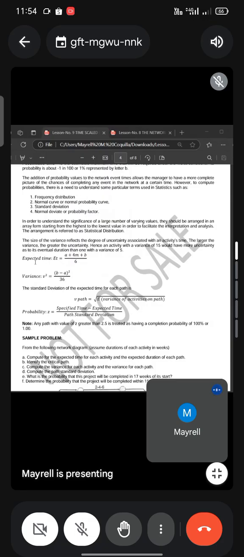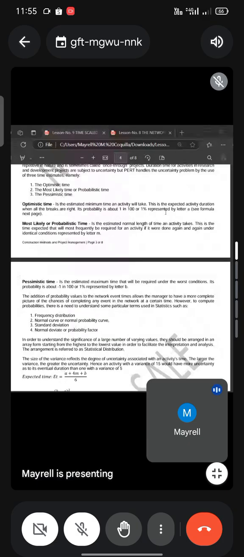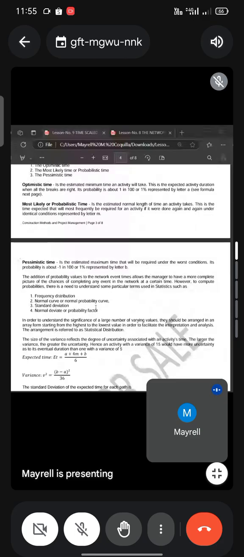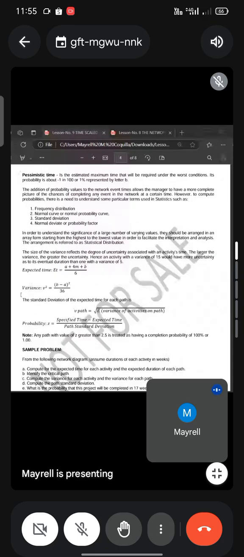So, expected time, or in short, ET, equals A plus 4M plus B over 6. So, mauna siyang mga letter diri nga gi-represent A for optimistic, M for probabilistic, and B for pessimistic time. And for the variance, sigma squared equals quantity B minus A, squared, over 36. And then the standard deviation of the expected time for each path is sigma path. That's the square root of the variance.